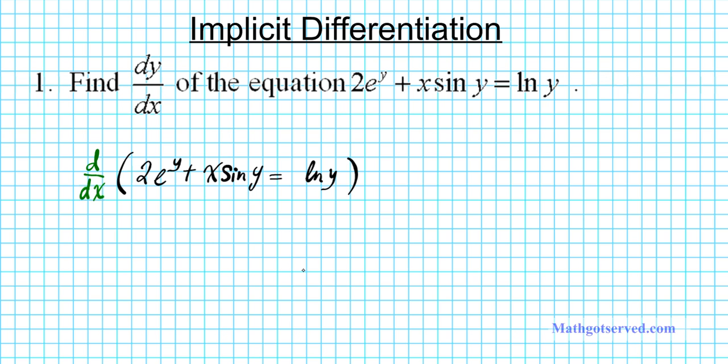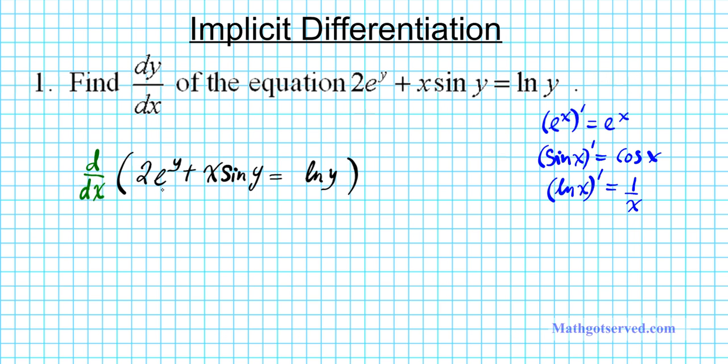Okay, so in order to do this, we need to know the derivatives of some functions. Remember, the derivative of e^x is e^x. Also, the derivative of sin x is cos x. And the derivative of the natural logarithmic function, ln x, is 1 over x. Okay, so let's keep these facts in mind.